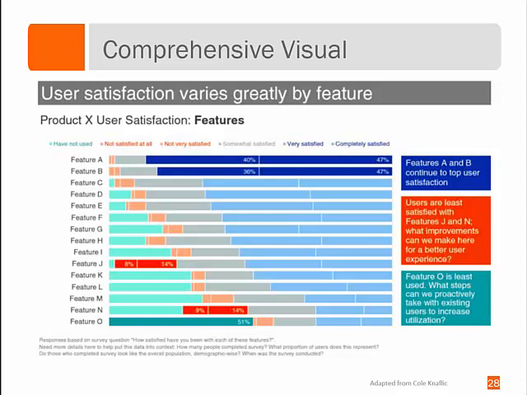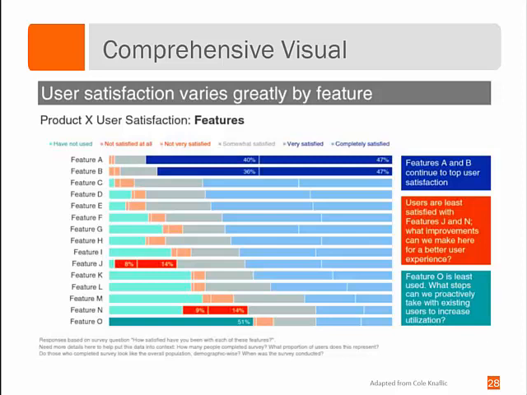And this is a finished product, if you will, of lots of iterations. So this is a particular bar chart, number of different features, A through O, and different survey feedback. They have not used this feature. They're not satisfied. They're somewhat satisfied, very satisfied, or completely satisfied. Now, our overall title is User Satisfaction Varies Greatly by Feature.